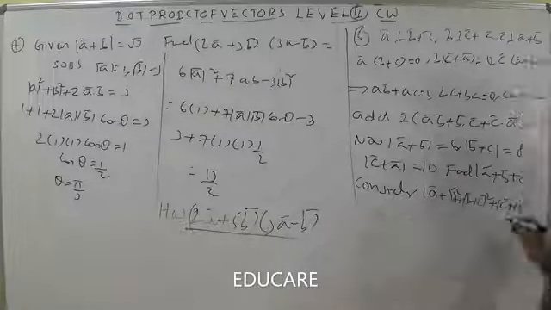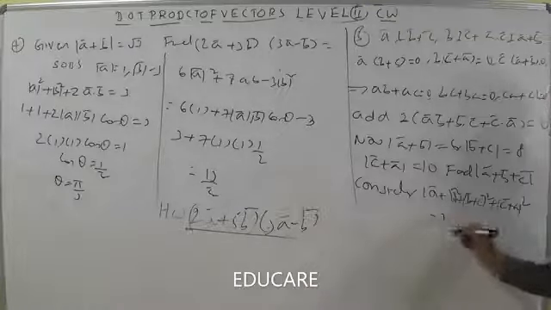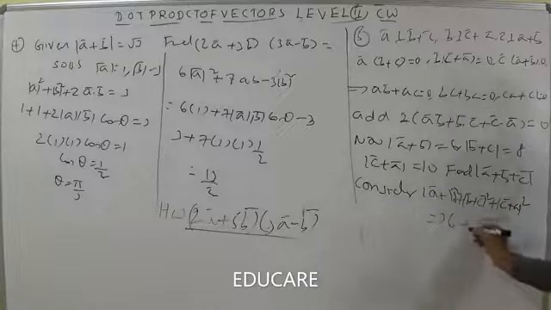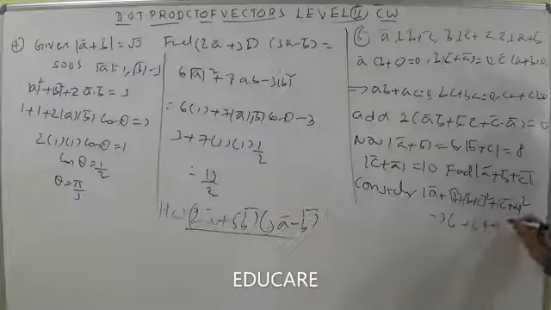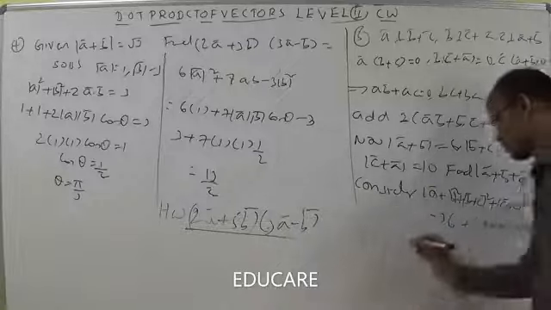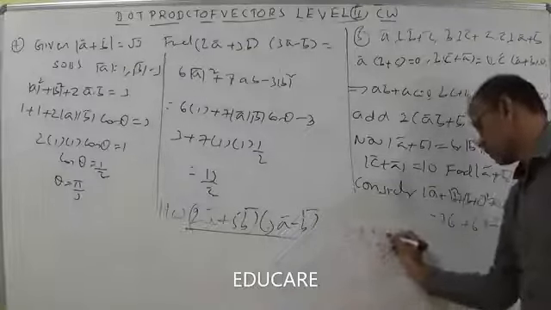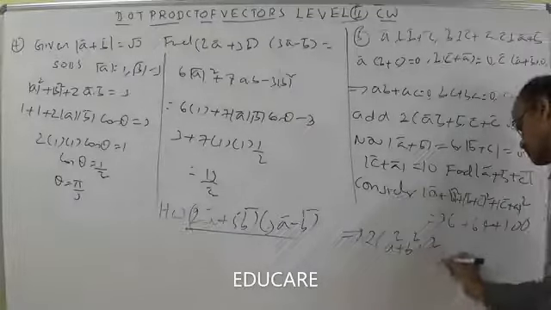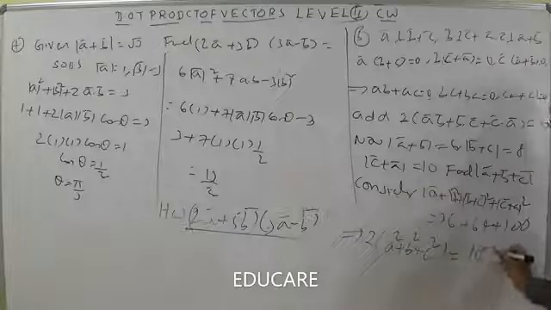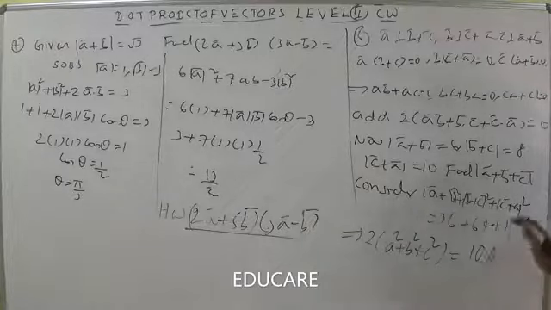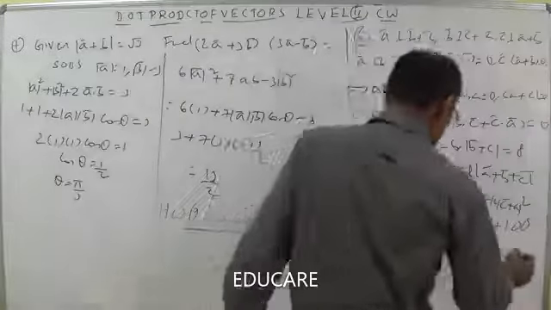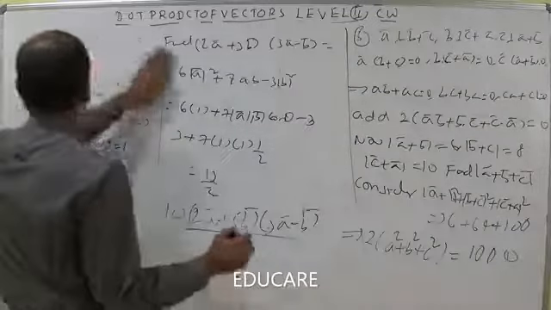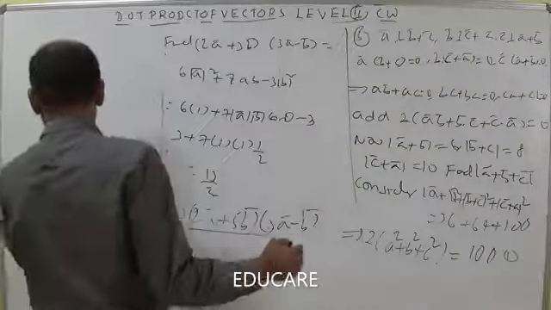2 into... Here I am considering this whole square, this whole square, this whole square. So now you can write 36 + 64 + 100. That implies you can write here 2(a² + b² + c²) = 100. Keep aside. Put equation 1. We got 2(a² + b² + c²) = 100.